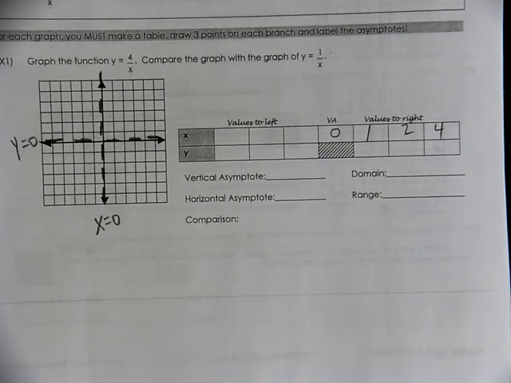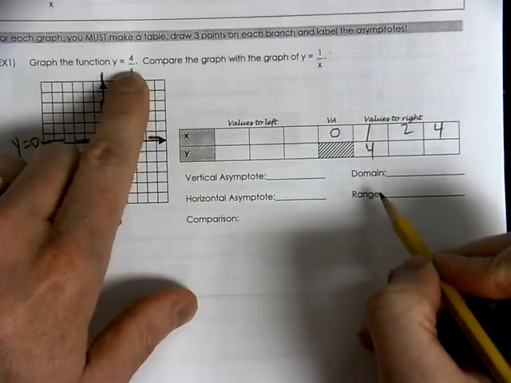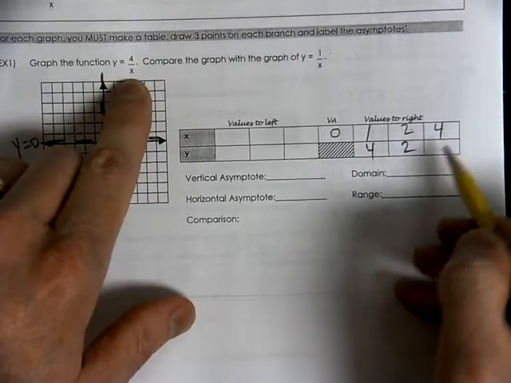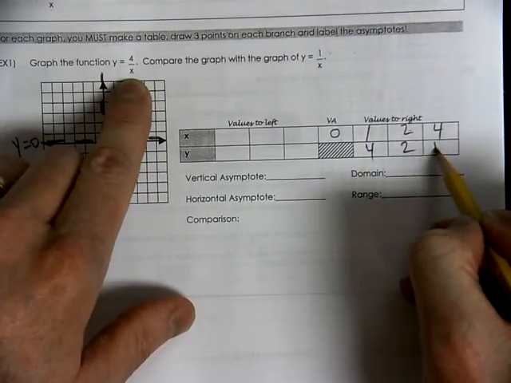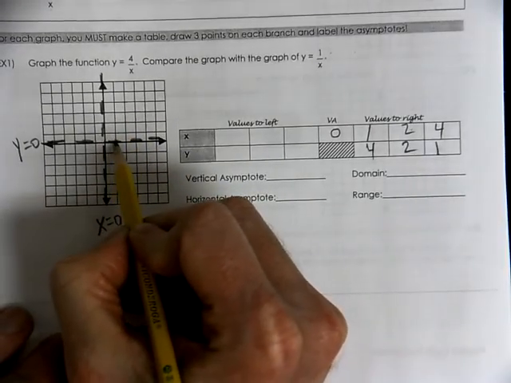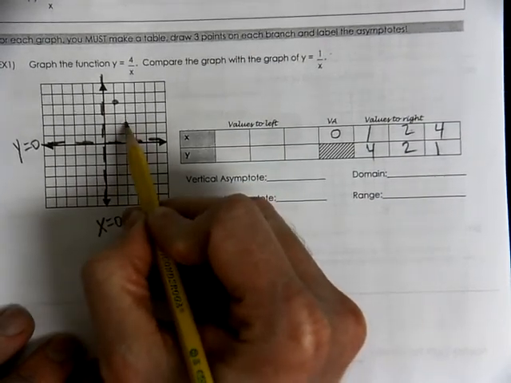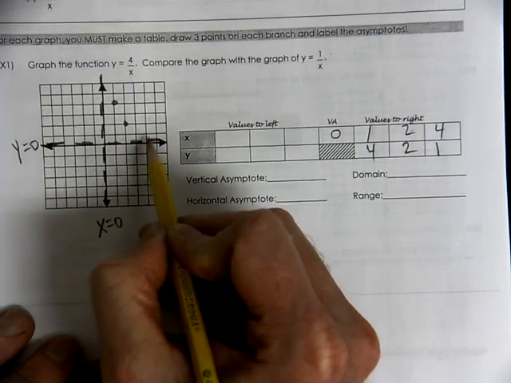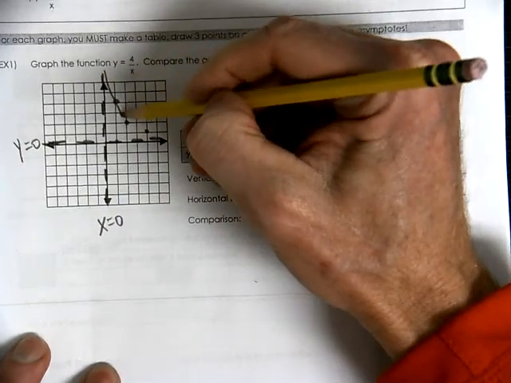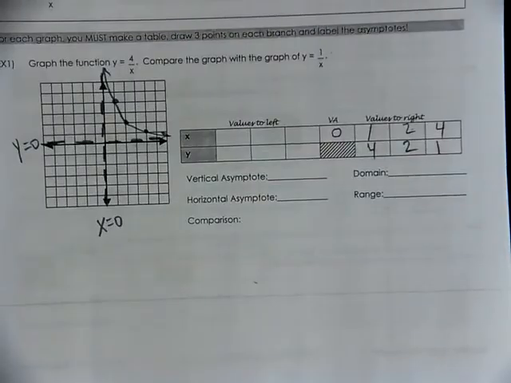4 goes into 4. 1 goes into 4. 4 divided by 1 is 4. 4 divided by 2 is 2. 4 divided by 4 is 1. So we can plot those points. When x is 1, our y value is 4. When x is 2, our y value is 2. When x is 4, our y value is 1. We could plot that out.